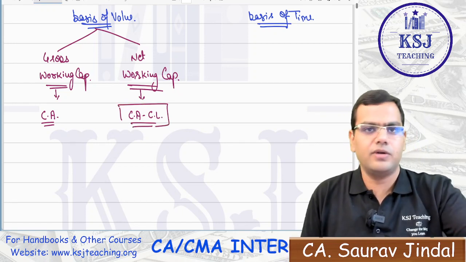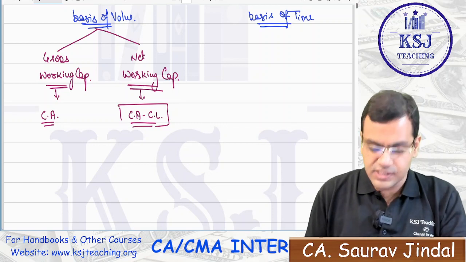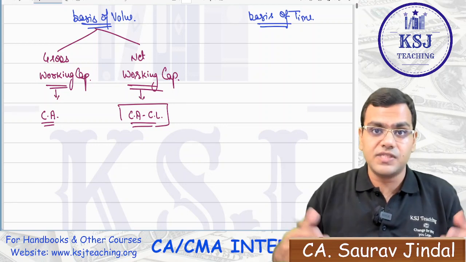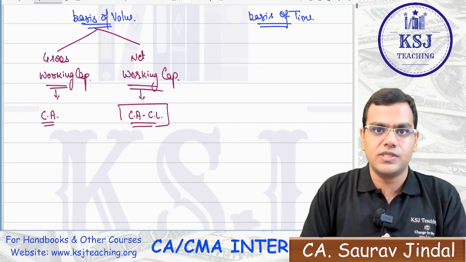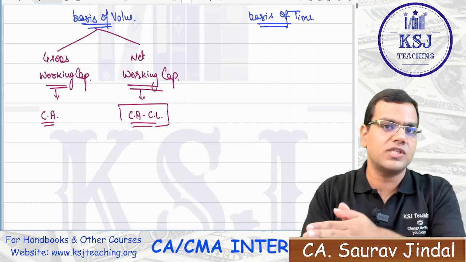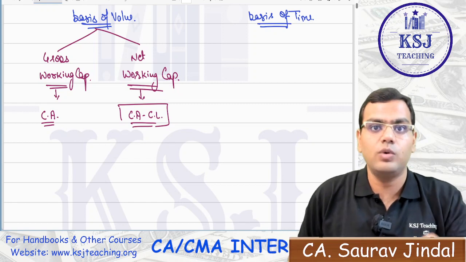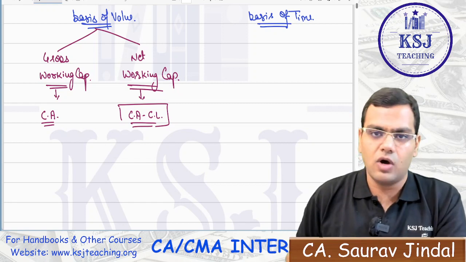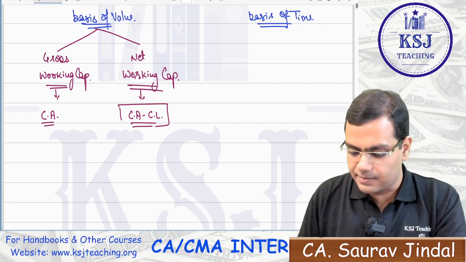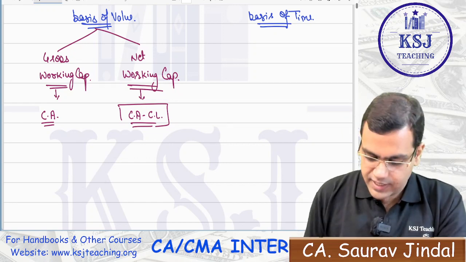And normally we calculate the net working capital because we wish to know that after paying off someone to whom we have a liability, what will be the amount left for meeting our day-to-day expenses. That is why normally we calculate net working capital. Clear? Okay, let's move forward.